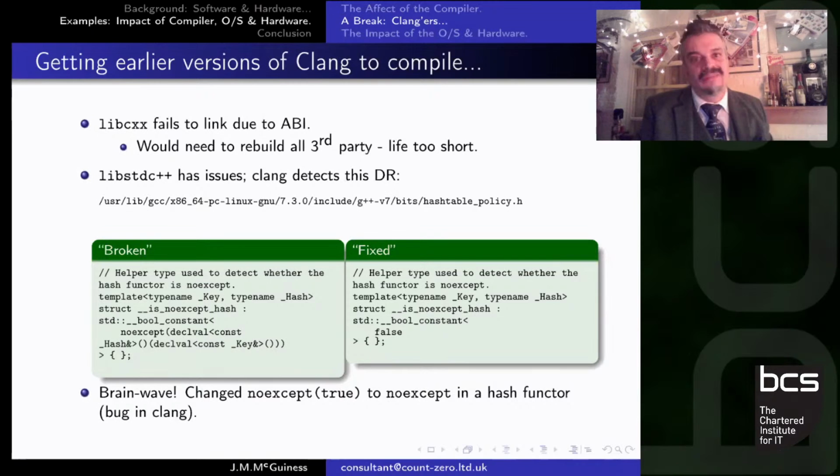Getting my code to compile on Clang was a bit of an issue. You'll forgive me, because of time, I'm going to skip these. You'll be getting all the slides, so you'll be able to look at this later.